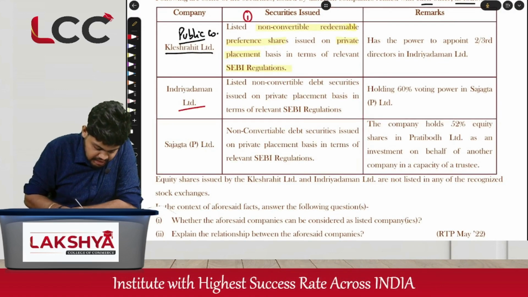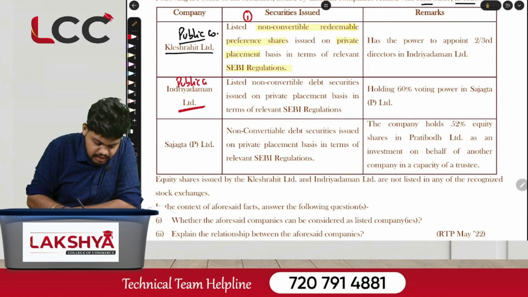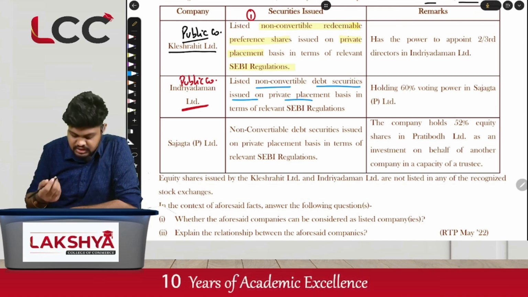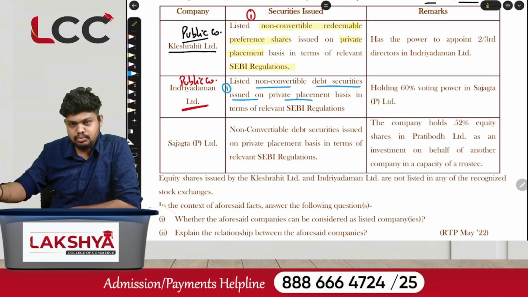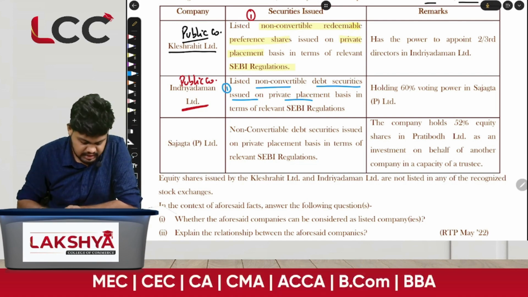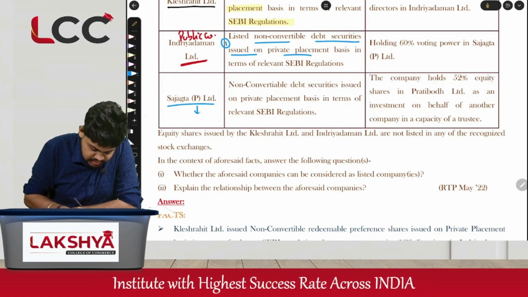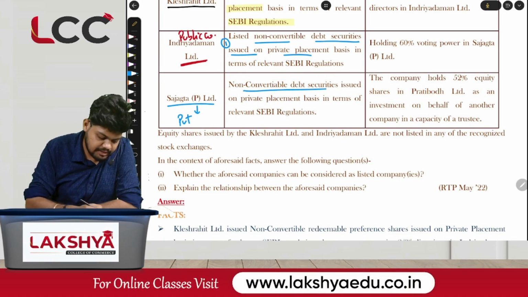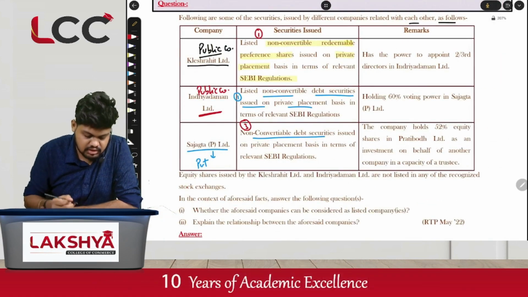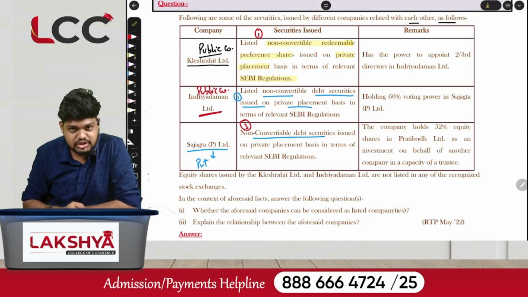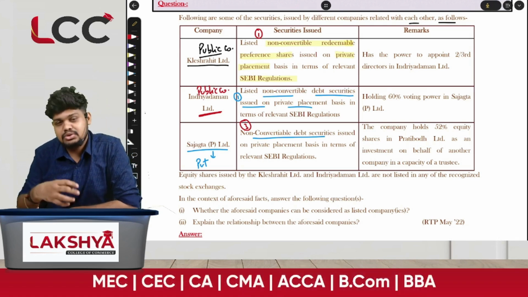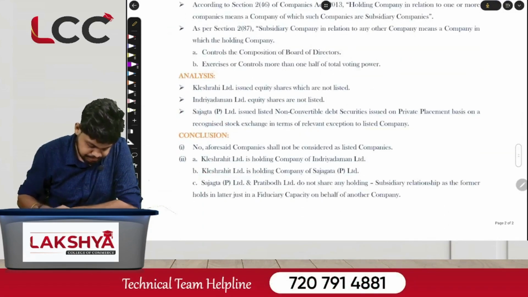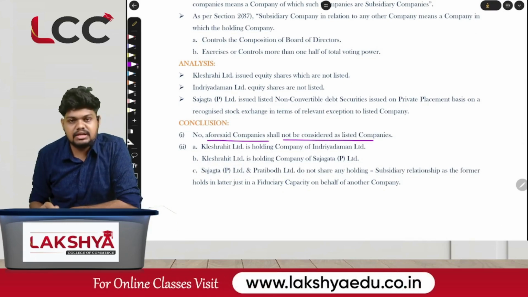Then again, based on the name, it is a public company. A public company which has now issued non-convertible debt securities on a private placement basis. Again, it is considered an exception based on point number 1, not a listed company. Then the last one, based on the name, is a private company which has issued non-convertible debt securities on a private placement basis. So this is an exception based on the third point. So all the three companies in the given question fall under the exceptions to the definition of listed company, hence they are not considered listed companies. That would be your answer here: the aforesaid companies shall not be considered listed companies.